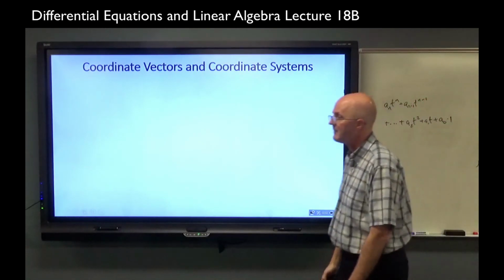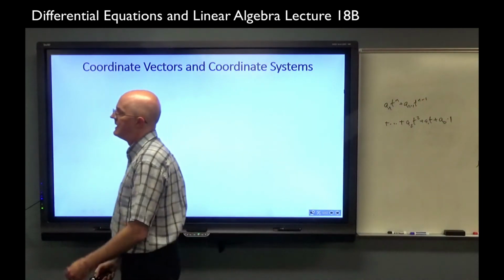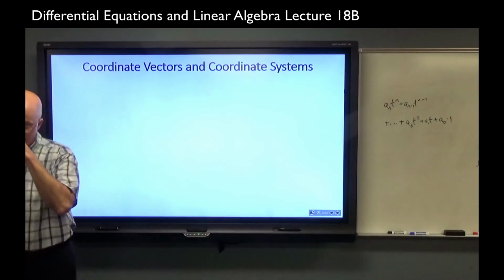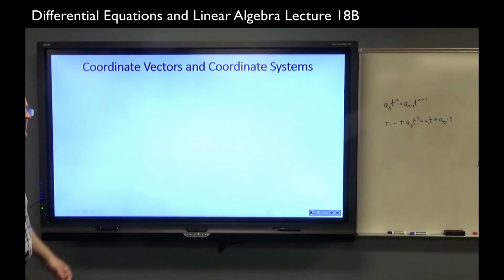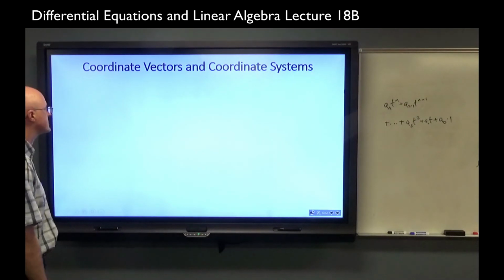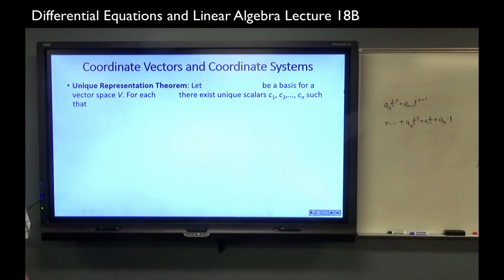All right, a couple more slides. Very important: coordinate vectors and coordinate systems. Now we're starting to get again to this idea of changing variables, changing coordinates. That will be our main application of differential equations. Something called the unique representation theorem.